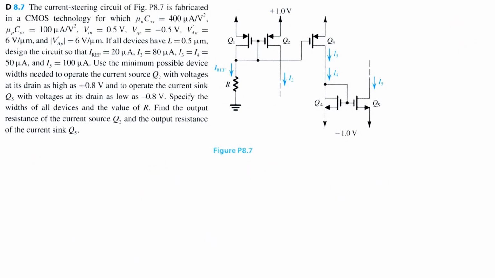Next, let's solve for W4, the width across Q4. Now, we need to pause for a moment. We cannot do the same pattern we have been doing for the previous two widths because we are now dealing with NMOS devices. And the NMOS devices have a different mu n Cox parameter compared to mu p Cox. We also need to verify what the overdrive voltage is for the NMOS transistors. To do this, we look at this part.